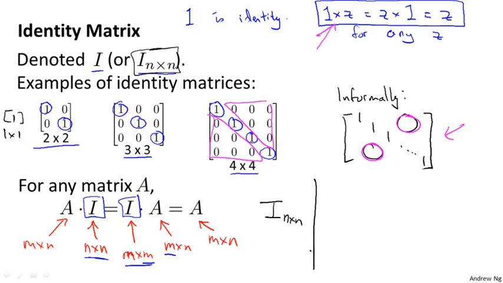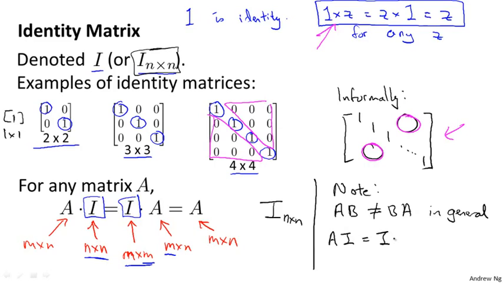Finally, I just want to point out that earlier I said that A times B is not, in general, equal to B times A, right? For most matrices A and B, this is not true. But when B is the identity matrix, this does hold true. A times the identity matrix does indeed equal identity times A. It's just that this is not true for other matrices B in general.